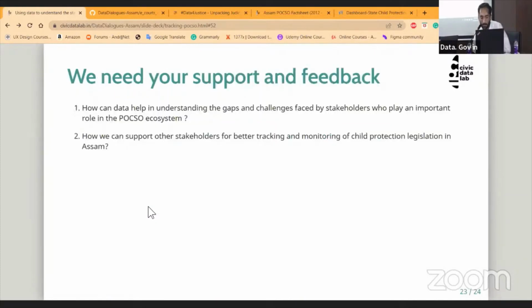I think we have discussed both these questions: how data can help in understanding the gaps and challenges faced by stakeholders, and how we all can support each other for better tracking and monitoring of child protection legislation. Any last thoughts you have, sir?